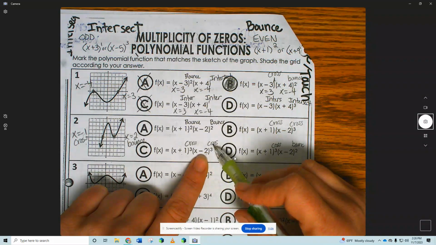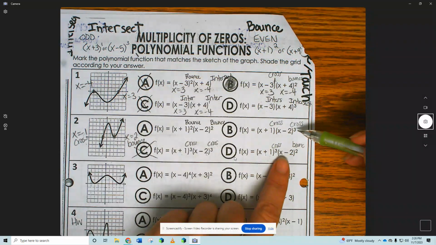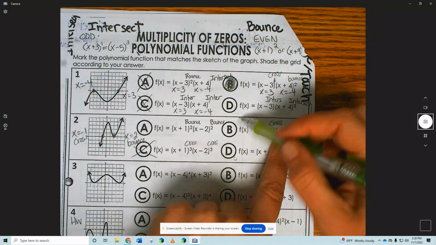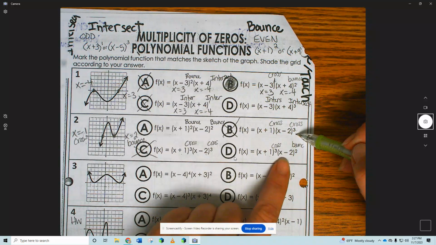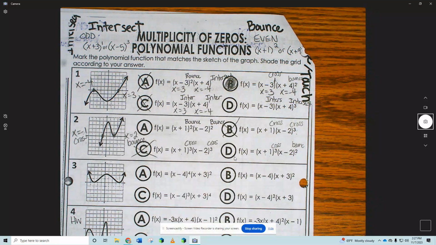Oh, this 2 crosses. No, it's not C. This +2 crosses. It's not B. This +2 bounces. Isn't it supposed to bounce at 2? So I'm matching what a graph looks like to its factored form. The correct answer is D.